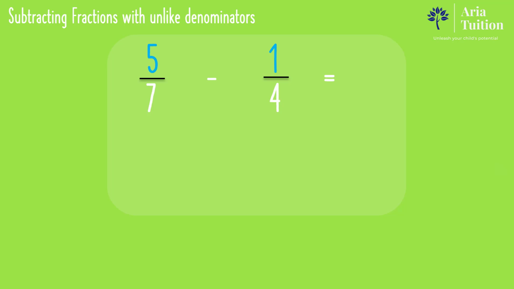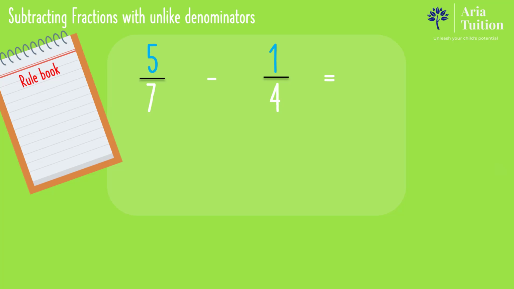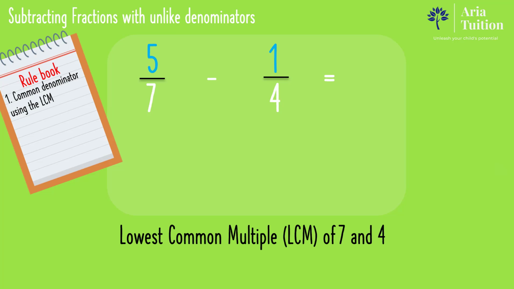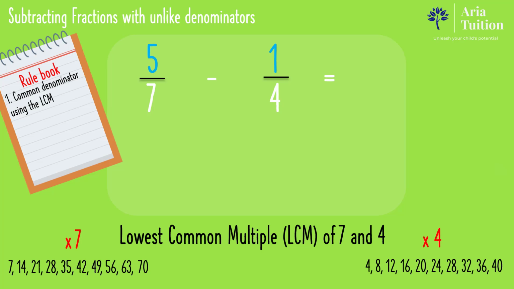Let's take a look at 5/7 subtract a quarter. Looking at our rule book, number 1, we need to find the common denominator using the lowest common multiple of 7 and 4. We write down the multiples of 7 and the multiples of 4. To find the lowest common multiple, we need to see which value they both have in common. The lowest common multiple is 28. So, for our new fraction, the denominator will be 28.